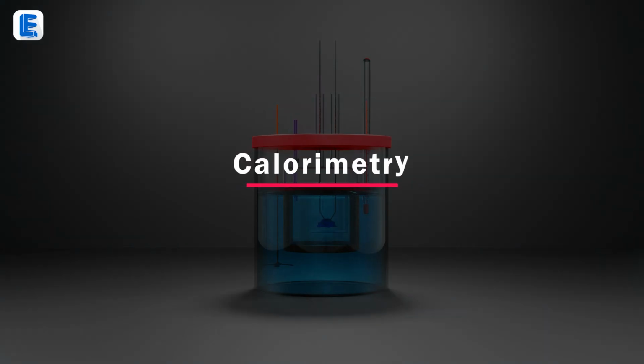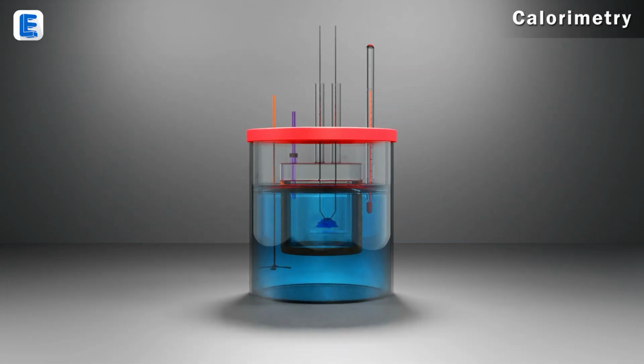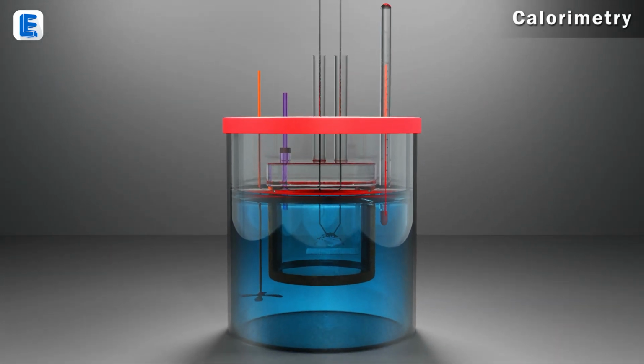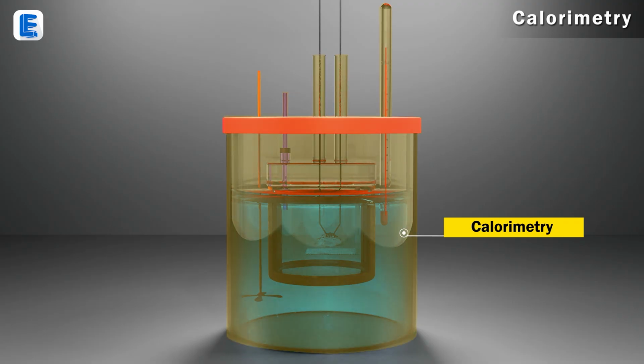Calorimetry. Energy changes occurring in physical and chemical processes can be measured experimentally by a technical method called calorimetry. In the calorimetry method, the process is carried out in a vessel called calorimeter.